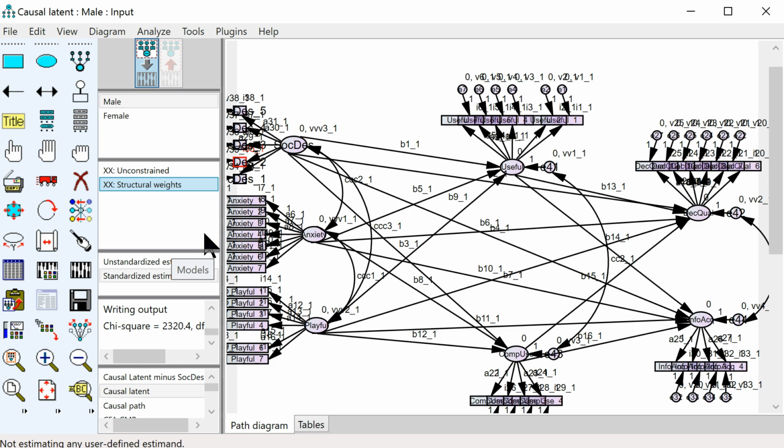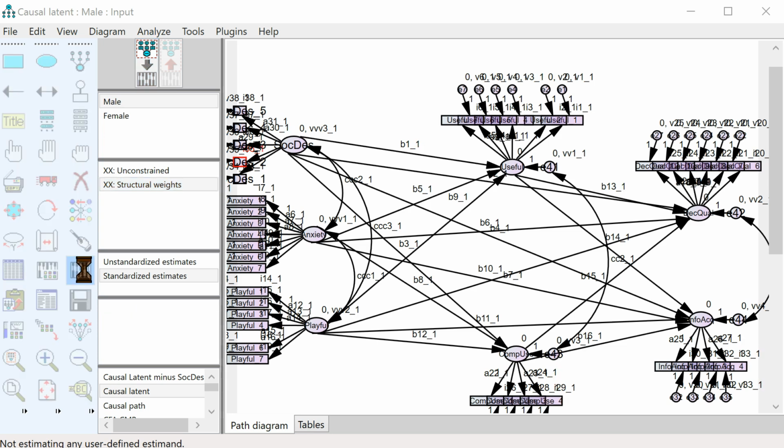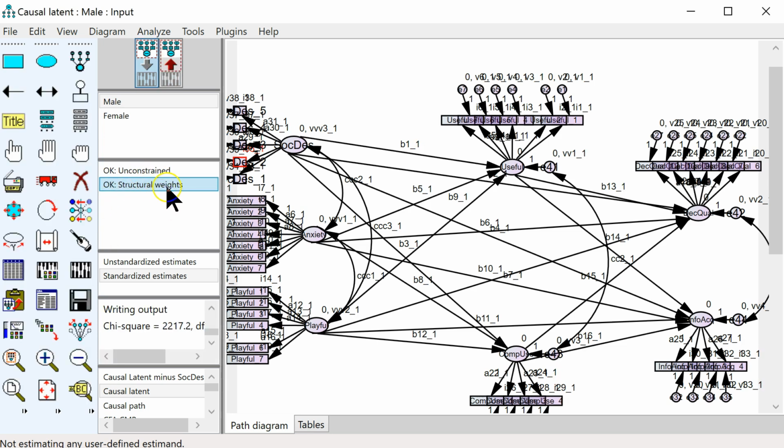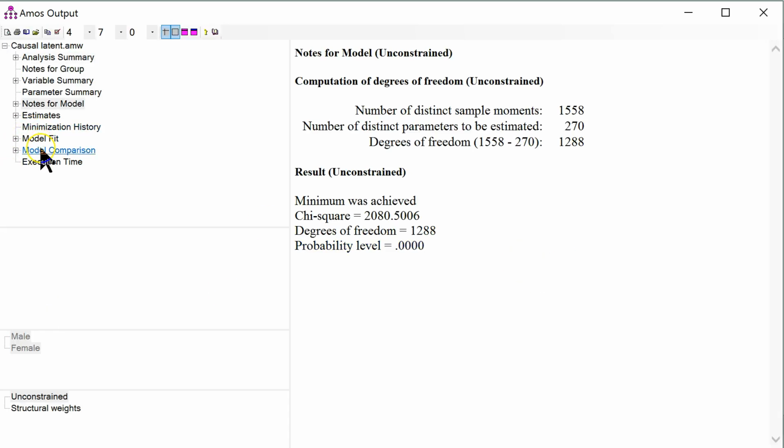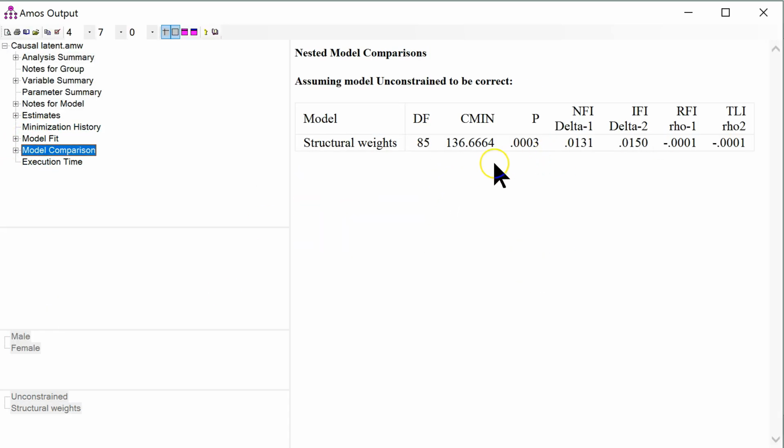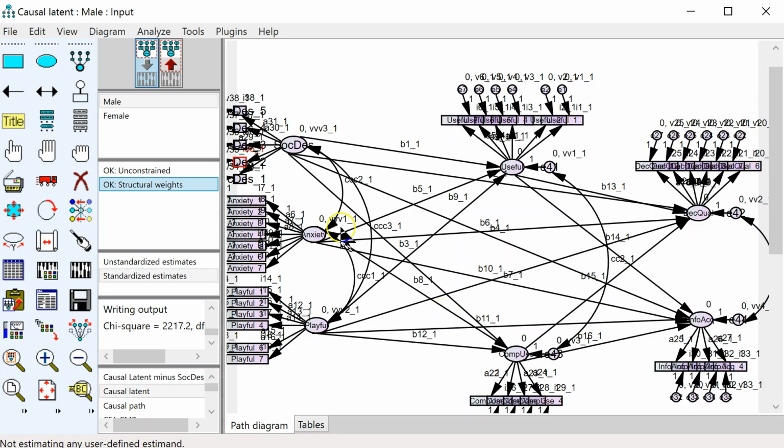Okay, so what you want to do is, actually, just run it. It's going to do a chi-square difference test between this unconstrained model and this structural weights model constrained. And we'll go look at the model comparison. Here it is, and it says the unconstrained model is very different from the fully constrained model. So males and females are different when it comes to this model. Now, we really just want to know about that one path, though. So globally, we're cool. Let's look at locally at this single path.